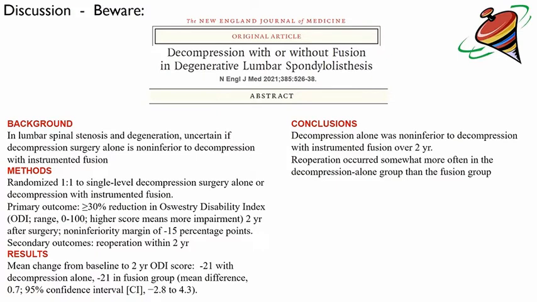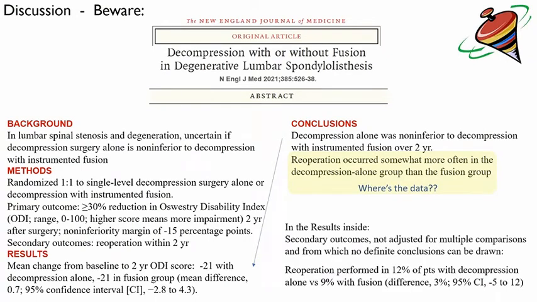I went, I don't remember seeing that in the results. So if you look back at the results in the abstract, there's nothing there about reoperation. Where did this conclusion come from? So you read deeper into the paper, right? Where's the data? So now you dig back into the body of the paper itself, and here are the results. They describe their secondary outcomes as not being adjusted for multiple comparisons and from which no definitive conclusions can be made. They state right up in the methods that you can't base any conclusions on the secondary outcomes. And there it is right in the abstract, a conclusion based on a secondary outcome.